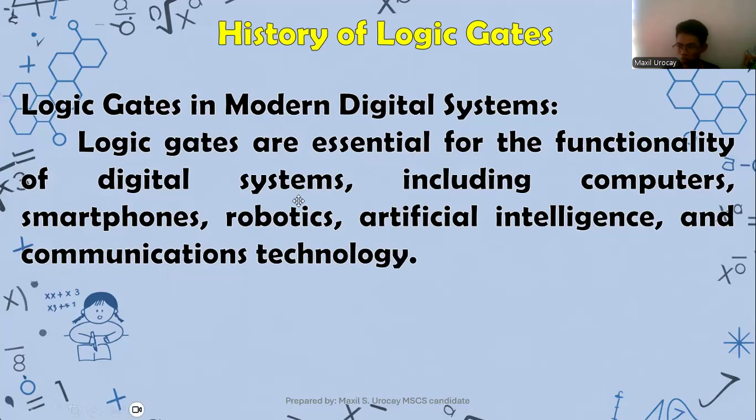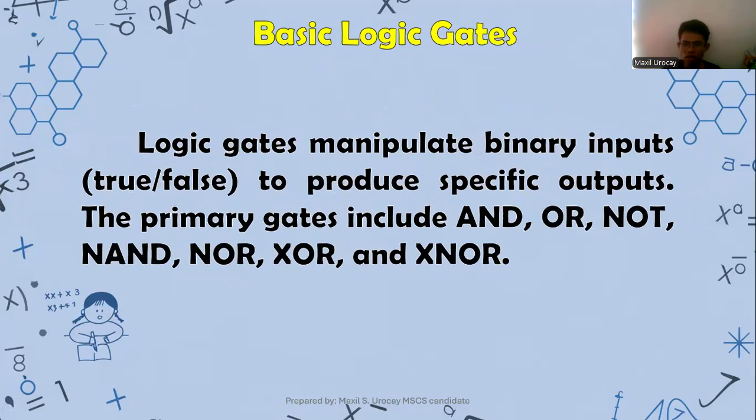Now, the basic logic gates manipulate binary inputs, true or false, to produce a specific output, and the primary gates include AND, OR, NOT, NAND, and so on and so forth. So logic gates, class, take binary inputs and produce a certain output, and each gate follows a specific rule. Common gates include AND, OR, NOT, NOR, XOR, and XNOR. So we'll begin to work on that one by one.